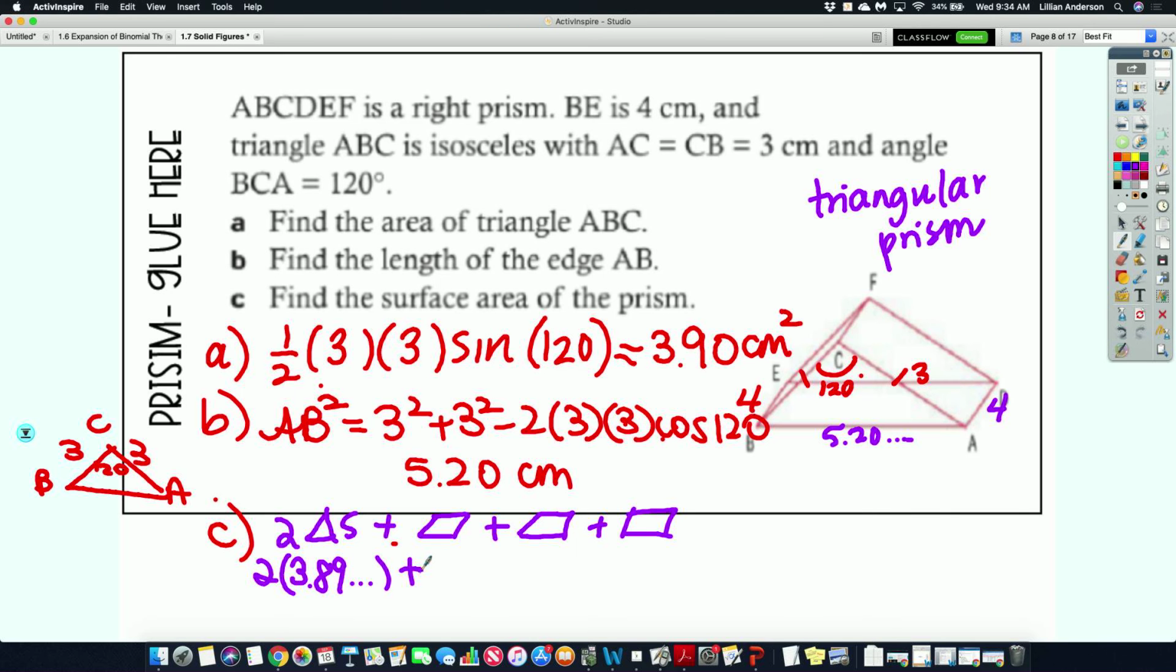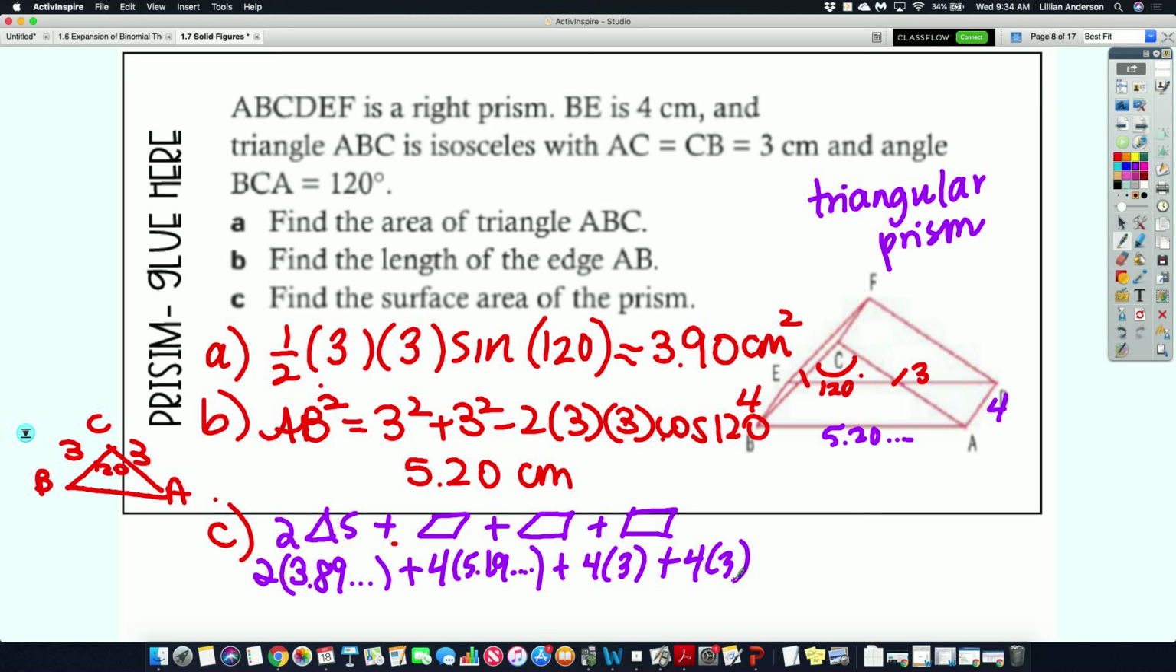Then I need the area of one of the parallelograms. To find the area of the bottom parallelogram, what do I need to multiply? 4 times 5.2. The one on the side is going to be 4 times 3. The one on the other side is going to be 4 times 3. And then we just add those up.